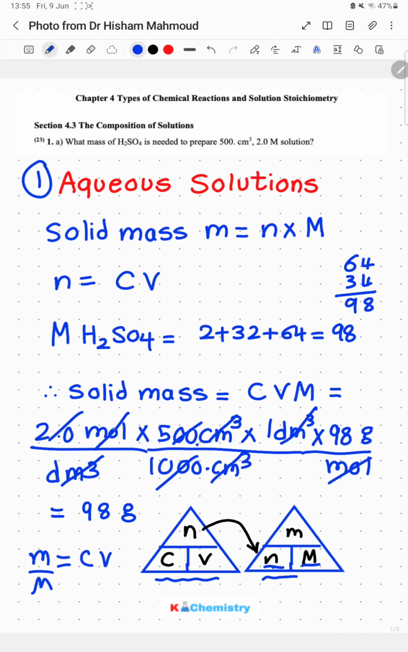So the concentration is 2 molar, which is 2 moles per decimeter cube, and the volume is equal to 500 centimeter cube. We can multiply it by 1 decimeter cube over 1000 centimeter cube to change it into decimeter cube, and then the molar mass is equal to 98 by calculation, 98 grams per mole. Now we can find the mass. This is equal to 98 grams.